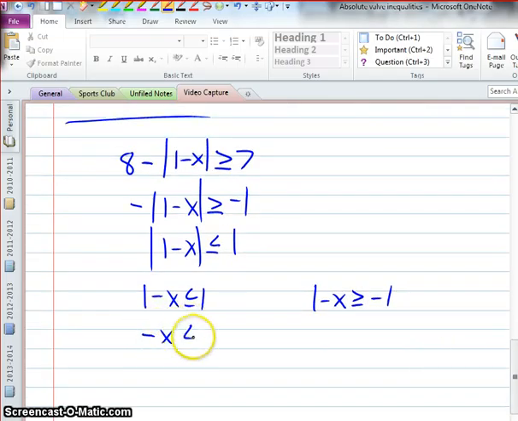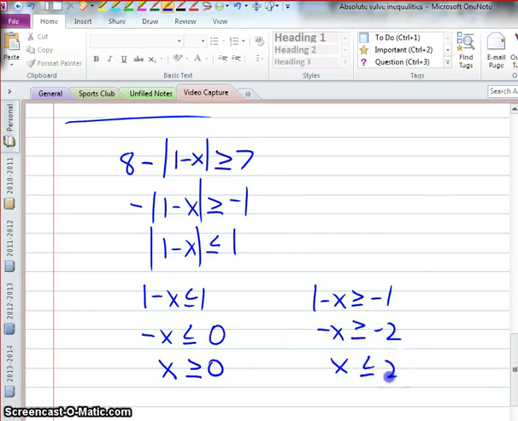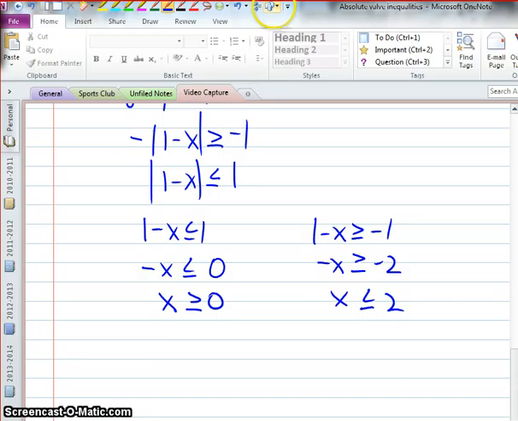So negative x is less than or equal to 0, or x is greater than or equal to 0. When we divide both sides by negative 1, we have to flip the inequality. Negative x is greater than or equal to negative 2, or x is less than or equal to positive 2. So a little bit trickier, but doable. And they graph just like they would look. Less than or equal to 2, greater than or equal to 0.